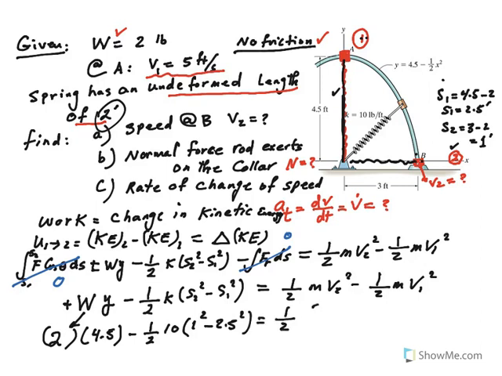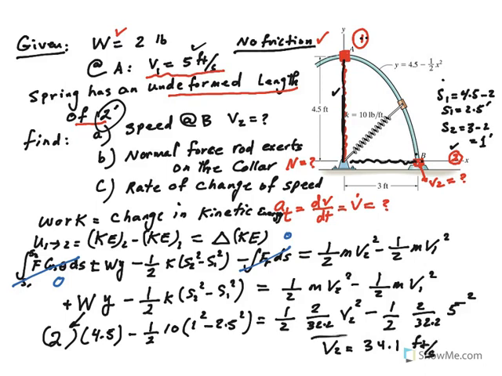Also on this side, be very careful. The mass is 2 divided by 32.2. v2 is the velocity I'm looking for, and v1 is equal to 5 feet per second. That's given right here. So 2 divided by 32.2, times 5 squared. If you go ahead and calculate this, I believe the velocity becomes 34.1. So the velocity as it gets to position 2, or point B, would be 34.1 feet per second.